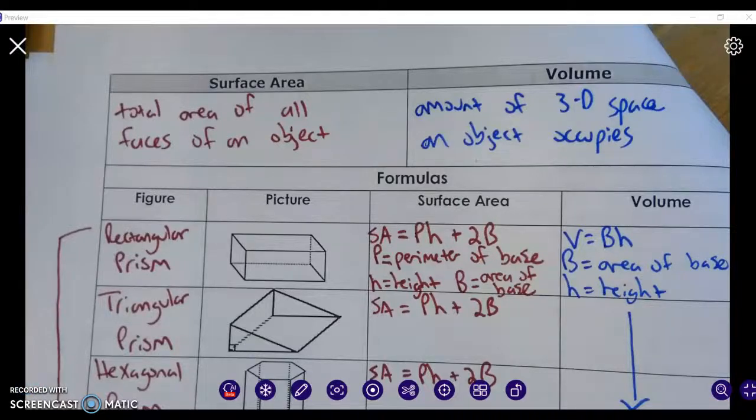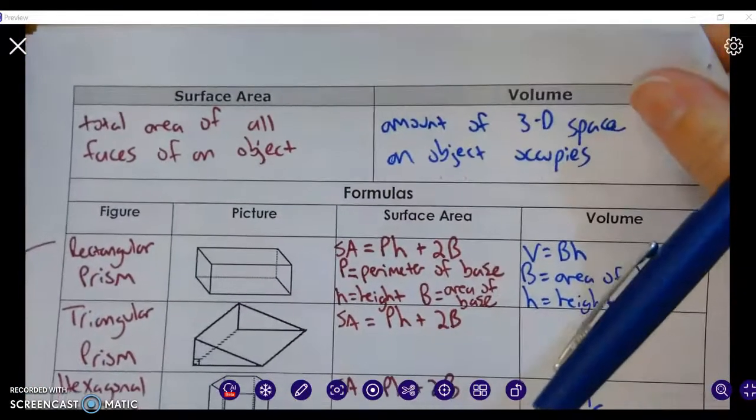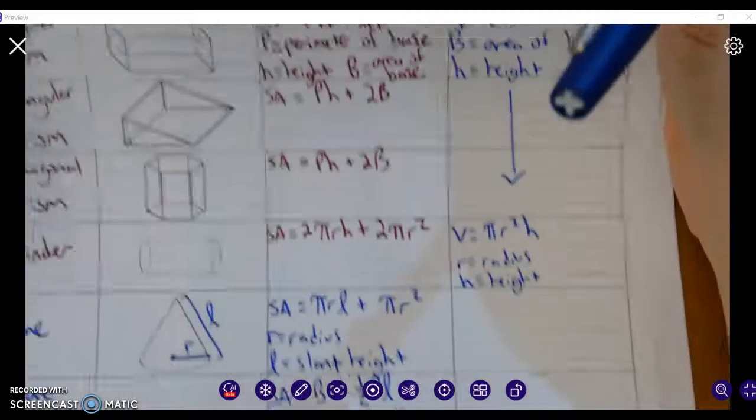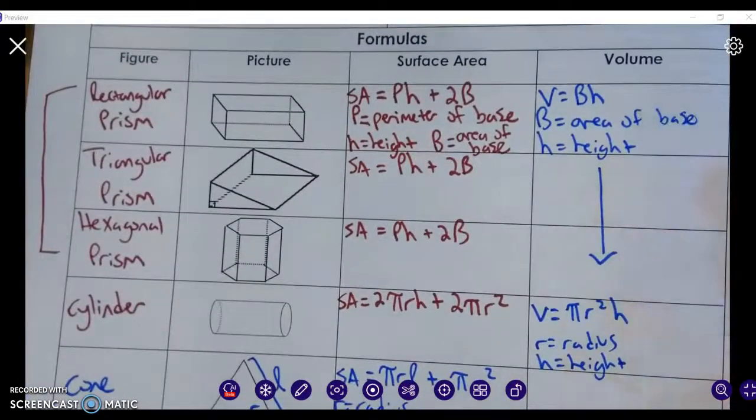Okay, this is section 11.5 for chapter 11. We are going to finish up our volume equations today. So we have done prisms and cylinders.